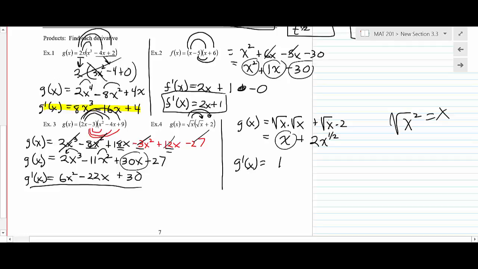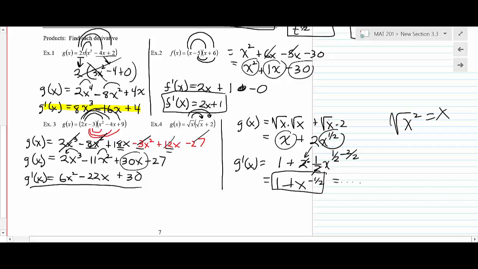What's the derivative of x? 1. That's what I call a linear term. X to the first is linear. Its slope is the number in front. Then this one is a power rule, so we're going to write down the 2. It's a constant. And then do your power rule, so it's going to be 1/2 x to the 1/2 minus 1. So that's going to give 1 plus, the 2's cross out, x to the negative 1/2. That is a valid answer to the derivative.